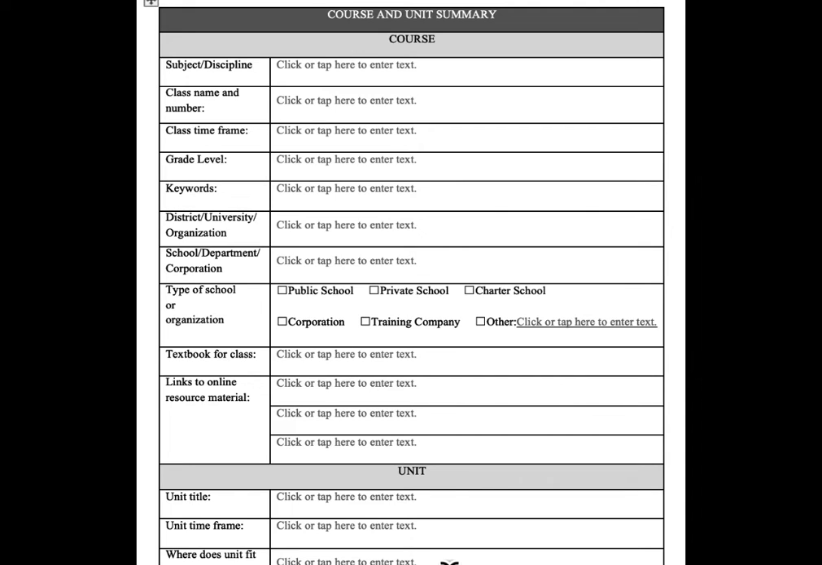Course and Unit Summary. I will begin by discussing the course and unit summary components of the template. In this portion, the general course information is described. This area specifies the subject, class information, and materials needed. The unit area describes the title, time frame expected, and how the unit will be delivered. The course design area covers the purpose of the course.